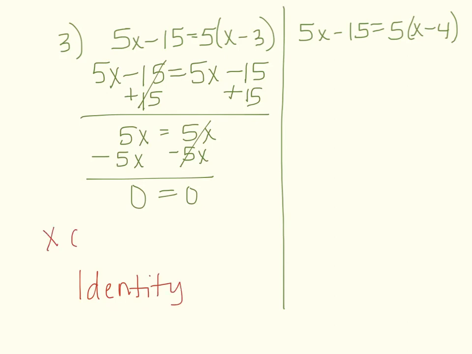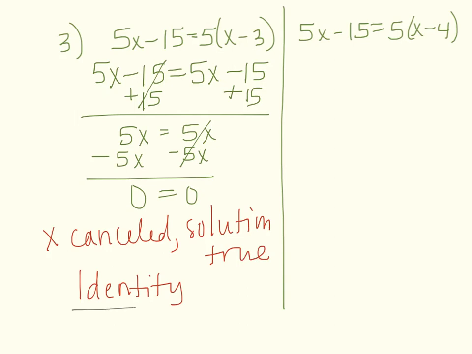So the x canceled, my solution was true. 0 does equal 0. My solution is true. This is called identity. The vocabulary word I want you guys to focus on is identity. That's the word you're going to have to know.